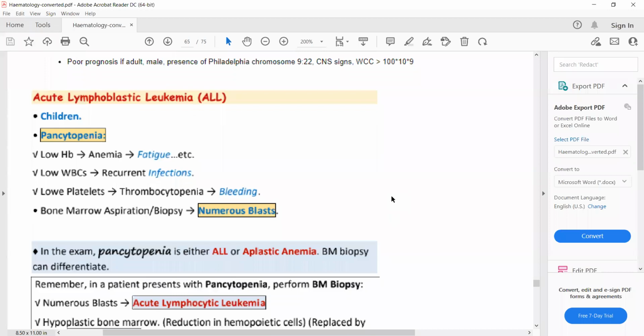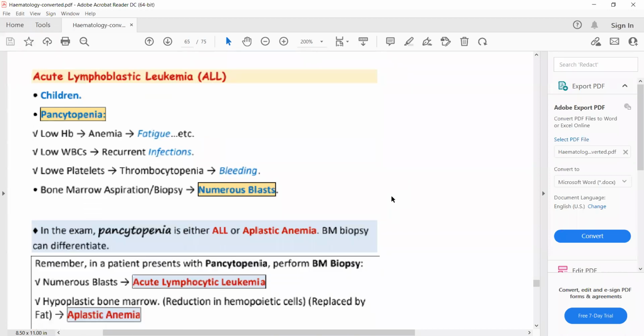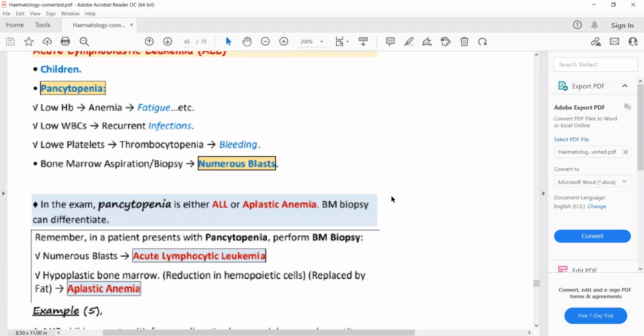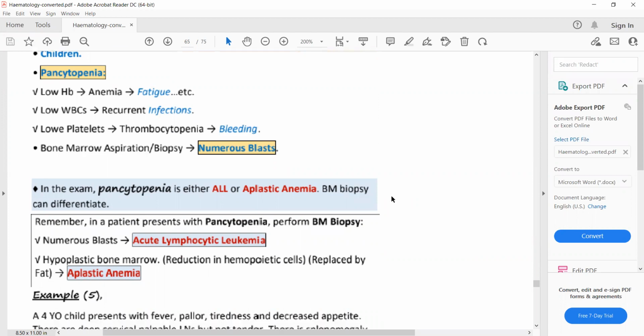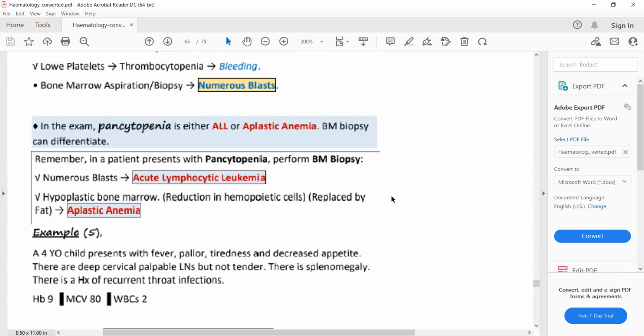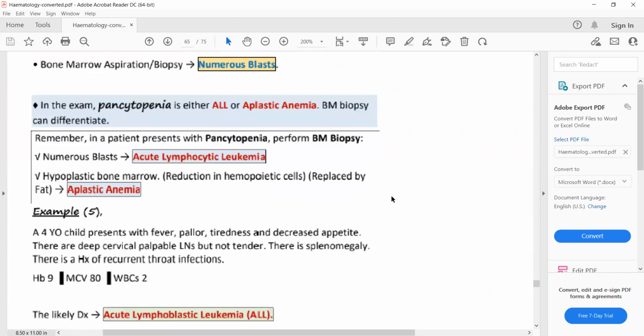So now a short summary of acute lymphoblastic leukemia. It is common in children. It presents with features of pancytopenia. The peripheral blood film will show abnormal white blood cells, or lymphoblast cells, or blast cells, and the bone marrow aspiration or bone marrow biopsy will also show numerous blast cells. And as we discussed, in the exam, pancytopenia is either ALL or aplastic anemia.